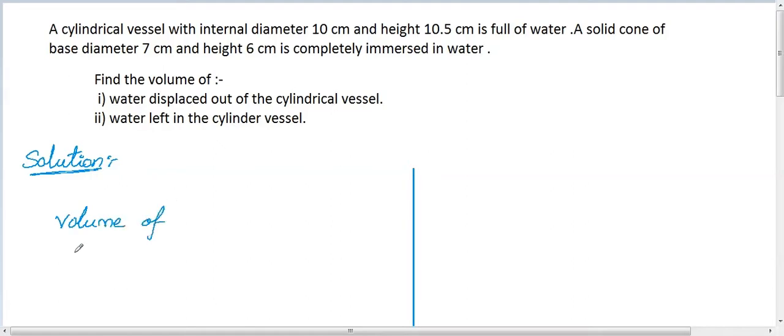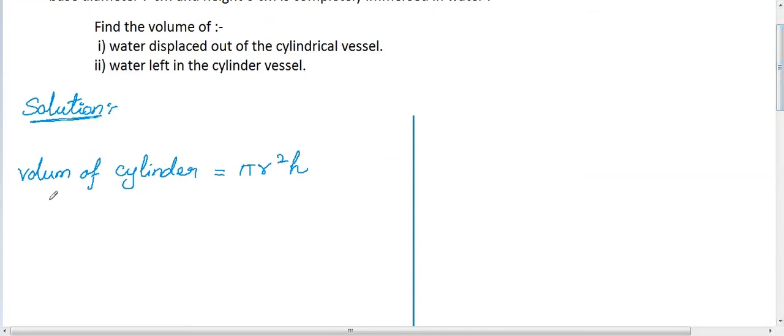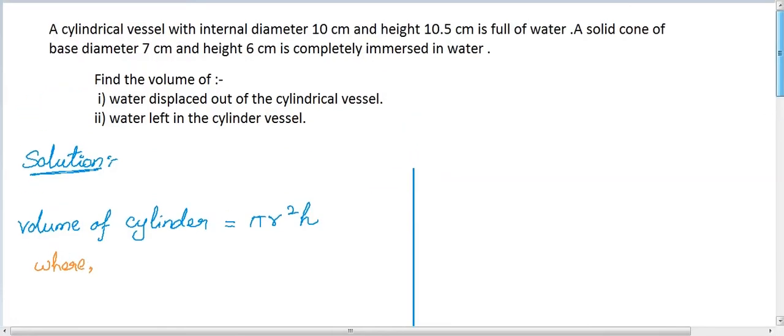So the volume of a cylinder or cylindrical vessel is equals to, the formula to find the volume of cylinder is pi r square h, and this is also called the volume of water. Okay, see here the given dimensions are the diameter of the cylindrical vessel is 10 centimeter, which means radius is 5 centimeter.